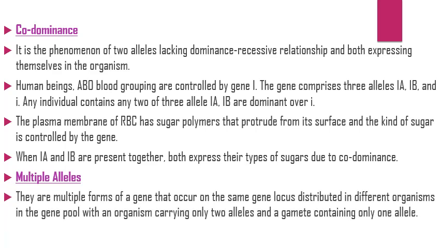Multiple alleles. They are multiple forms of a gene that occur on the same gene locus, distributed in different organisms in the gene pool, with an organism carrying only two alleles and the gamete containing only one allele. For example, ABO blood.